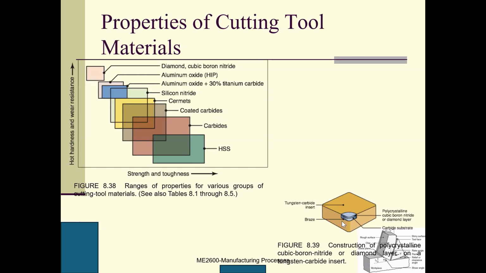So here's a construction of a polycrystalline CBN or diamond layer on a tungsten carbide insert. Here is a tungsten carbide insert. This is the braze. Here is a carbide substrate. On it, we have a polycrystalline CBN or diamond layer.